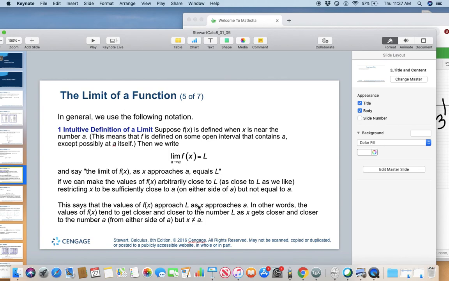If we can make the values of f(x) arbitrarily close to L, restricting x to be sufficiently close to a on either side, but not equal to a. We are not worried about being equal to a. Okay? This says that the values of f(x) approach L as x approaches a. In other words, the values of f(x) tend to get closer and closer to the number L as x gets closer and closer to the number a, from either side of a, but x not equal to a.